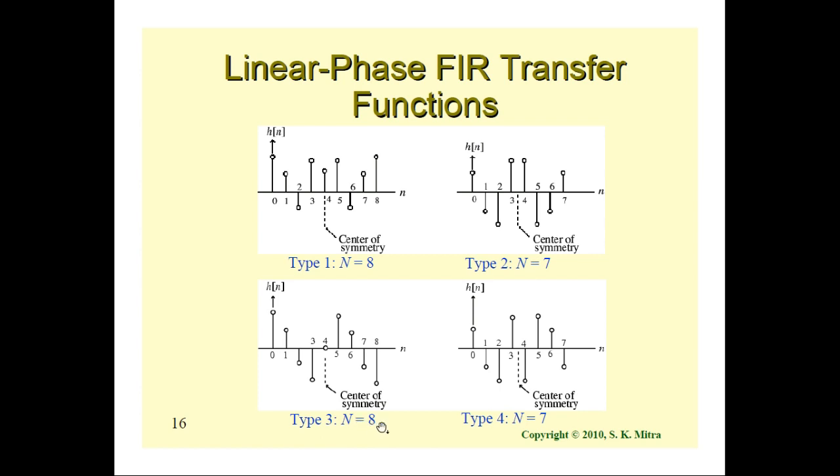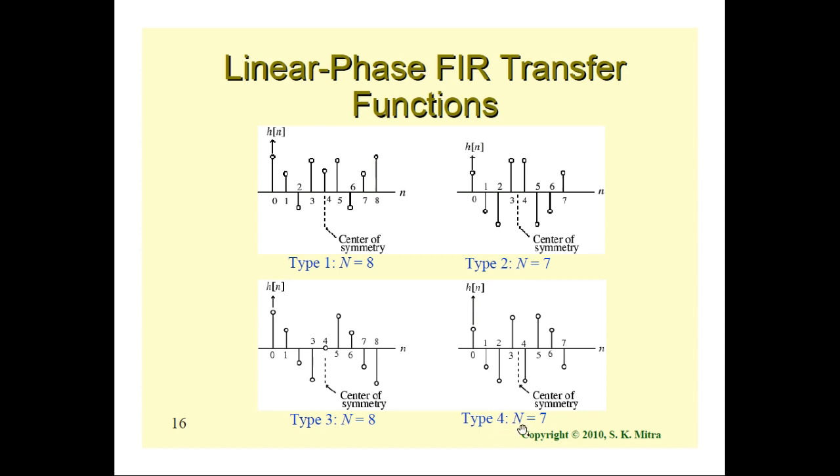Moving on to type 3. Type 3 filters have even order and odd length. The center of symmetry is at n equal to N by 2, that is 4 in this case. And as you can see, the sample at this center of symmetry has exactly 0 amplitude. And around this center of symmetry, the impulse response coefficients exhibit anti-symmetry. So their sample values are exactly opposite to each other: 1 and 7, 0 and 8.